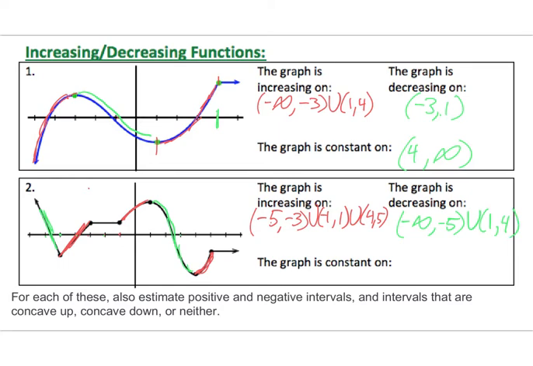Okay, and then we're constant. We have two intervals this time. We're constant from negative 3 to negative 1, and then also from, it looks like, 5 to infinity.